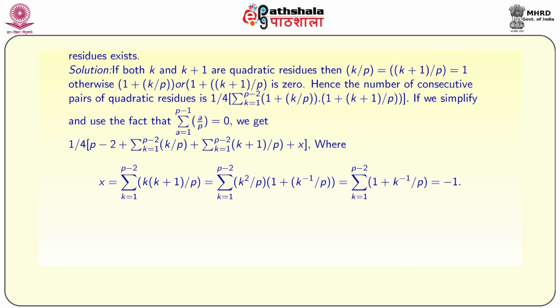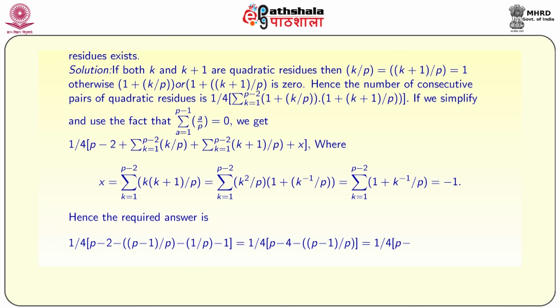So, if we simplify and use the earlier proved result that the summation from a equals 1 to p minus 1 of (a/p) is 0, then we will get the required value by simplifying this. So, we can show that the required answer is going to be (1/4) times (p minus 4 minus (−1)^((p−1)/2)).